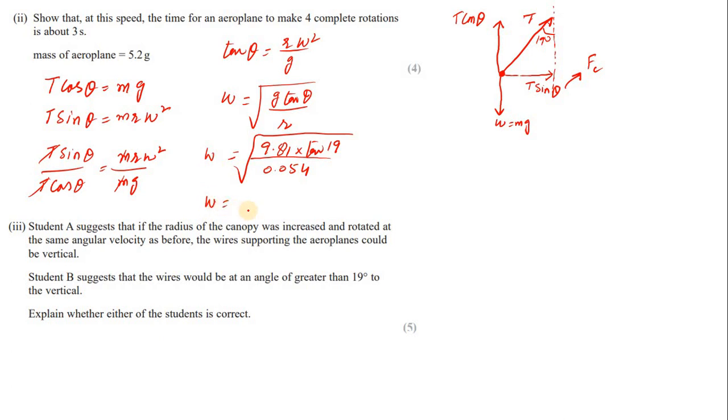And omega would be equal to 7.91 radian second inverse. So T is equal to 2 pi over omega, and omega is 7.91. So T would be equal to 0.794 second. So total time for 4 revolutions, 4 times T, is equal to 3.2 second.